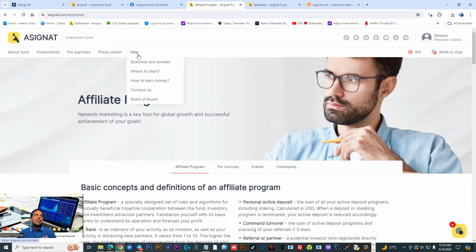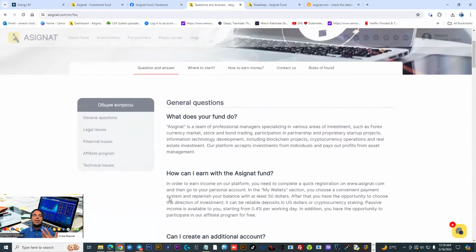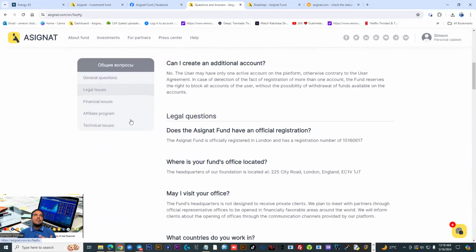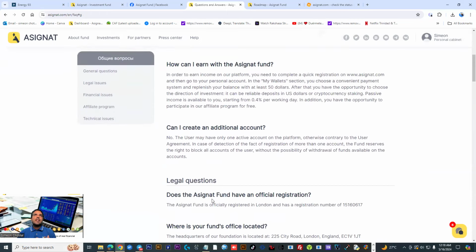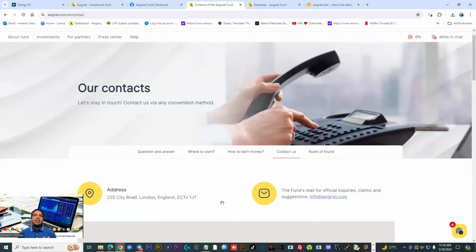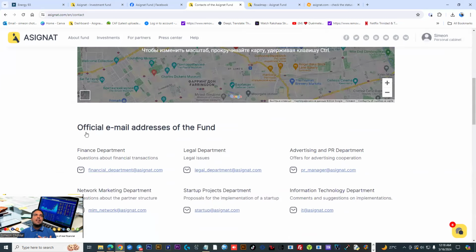And a really cool section here, the help section, Q&A. Because I know you would have a ton load of different questions. It's available here. You could basically come in here, see financial, technical, general questions, stuff like that. And you could head over to the contact us, and you're going to see an email, an address, and a lot of information here.